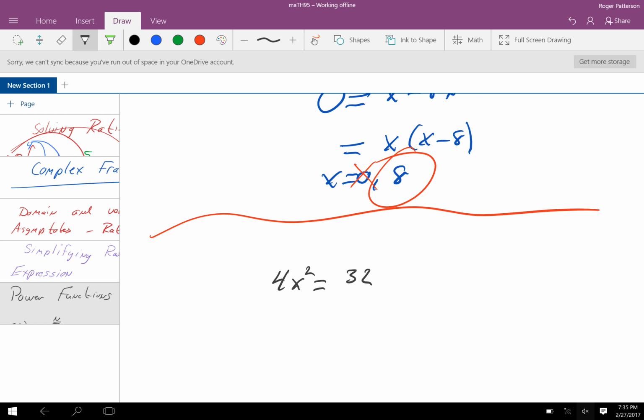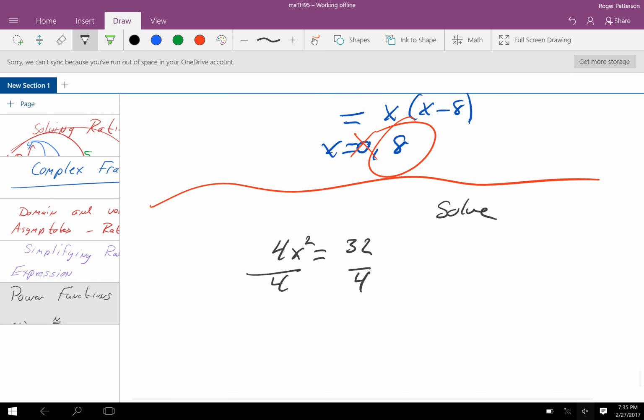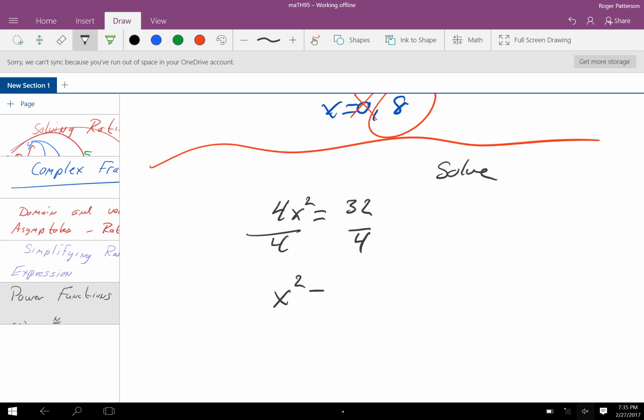Okay, how about ones like this? 4x squared equals 32. What do we have to do first, you think? I'd probably do this first. Get that x squared by itself. 32 divided by 4? 8. Now we'll square root.